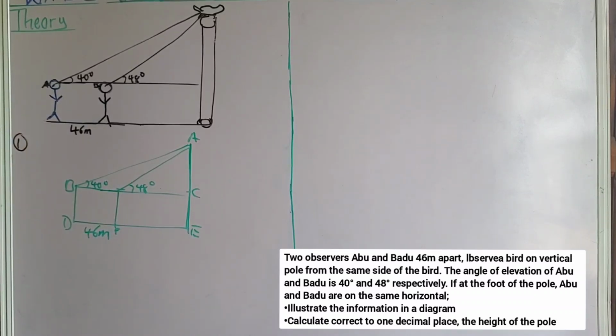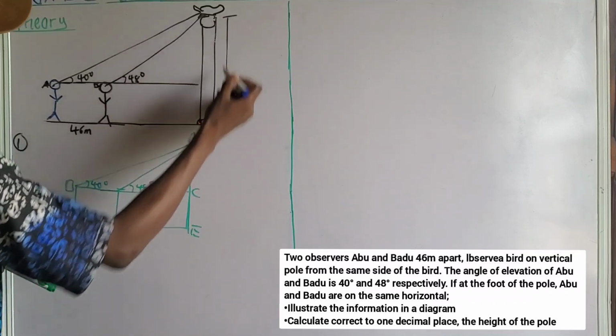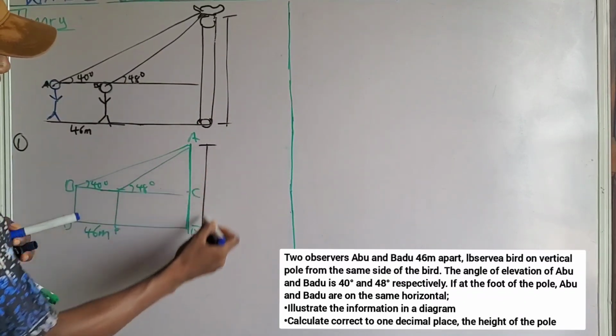Now let's look at the second question. We are asked to calculate, correct to one decimal place, the height of the pole. Now this is the pole, right? The height of the pole is the distance between this point and this point.